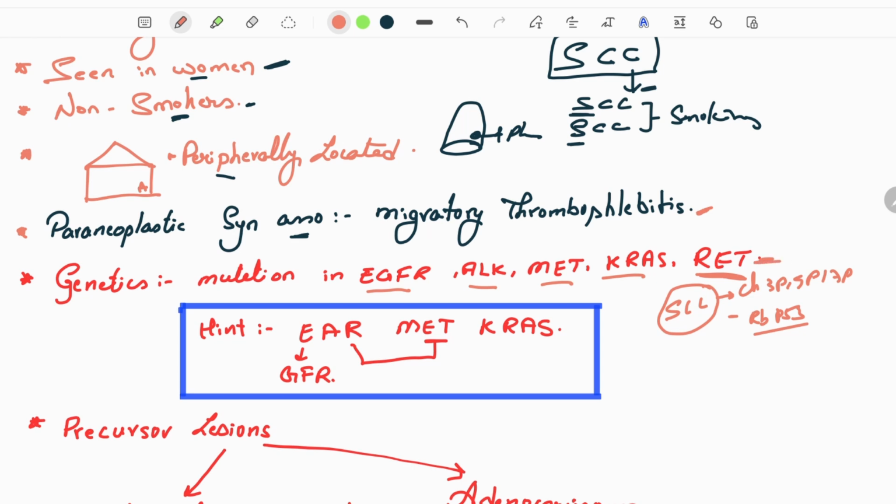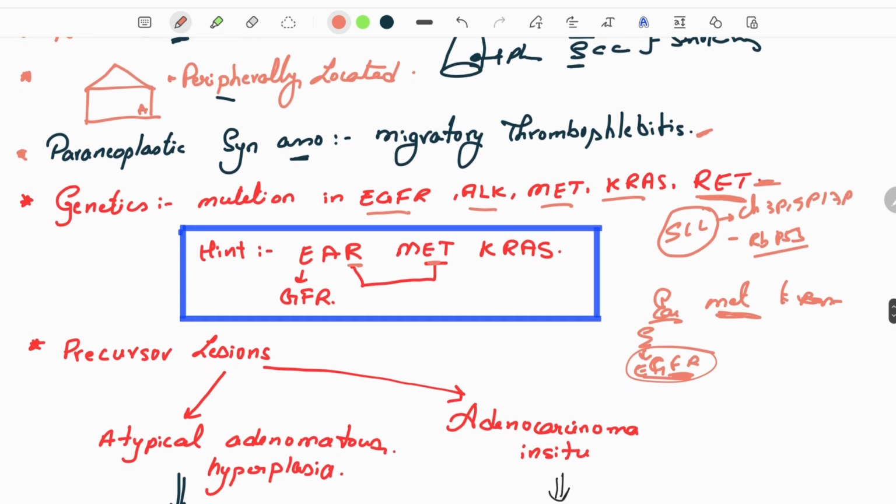To remember this, here is the hint I am giving you: EAR MET KRAS, EAR MET KRAS. MET is a gene, KRAS is also a gene, and E stands for EGFR. GFR, you know it, right? Glomerular filtration rate. So EGFR is the hint that you can remember in adenocarcinoma of the lung.